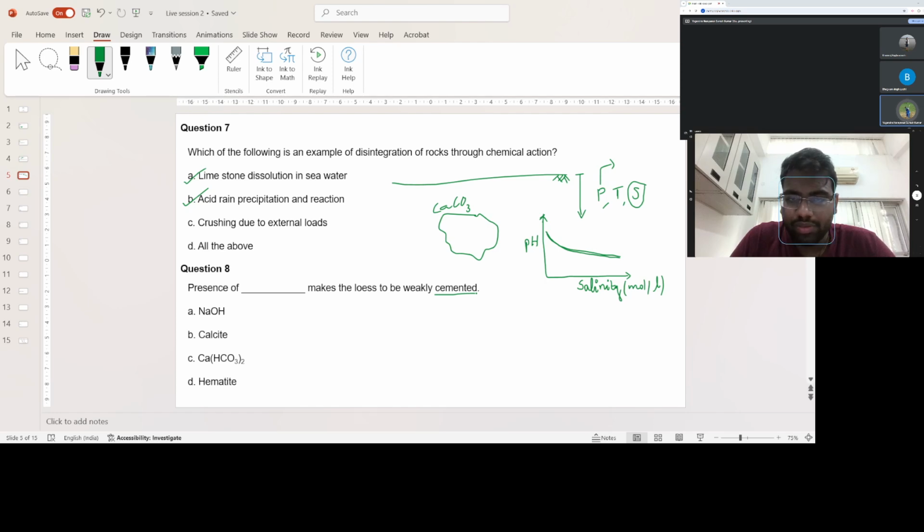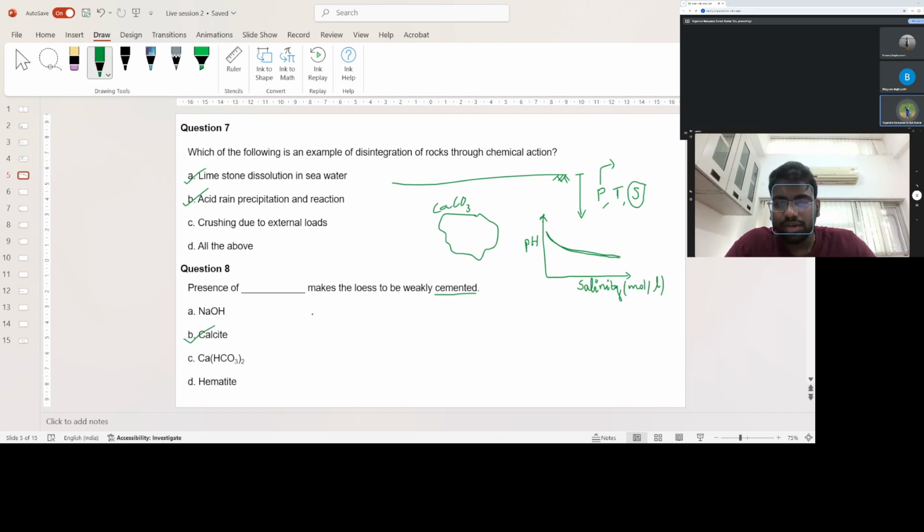Actually, the answer is calcite. Especially in loess deposits, the major cementing agent which makes it weakly cemented is calcite. And in the case of sedimentary rocks which are formed very deep in the earth, there you can find both calcite cement as well as silica cement.